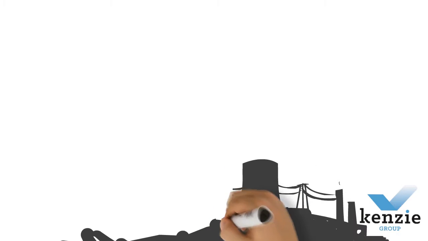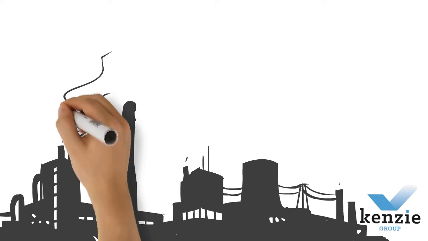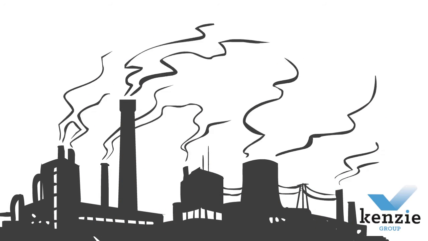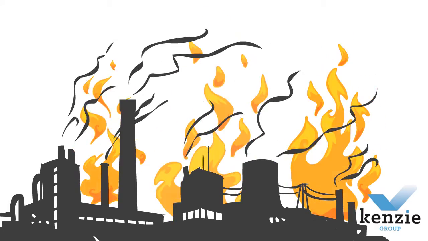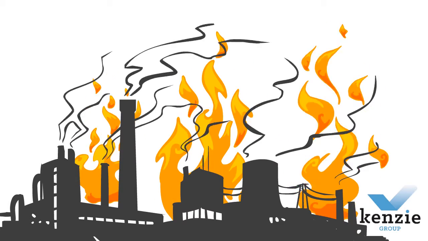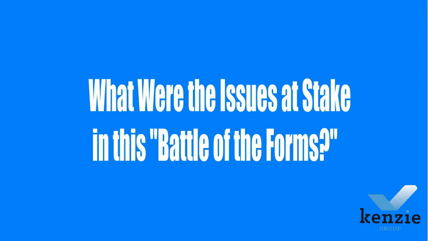Trebor contracted with ADT to supply their new factory with a fire suppression system for the sum of £9,000. Unfortunately, disaster struck and a fire broke out in Trebor's factory, which was quickly destroyed. Trebor alleged that ADT's failure to supply an adequate fire suppression system had caused losses of £110 million. So what were the issues at stake in this battle of the forms?